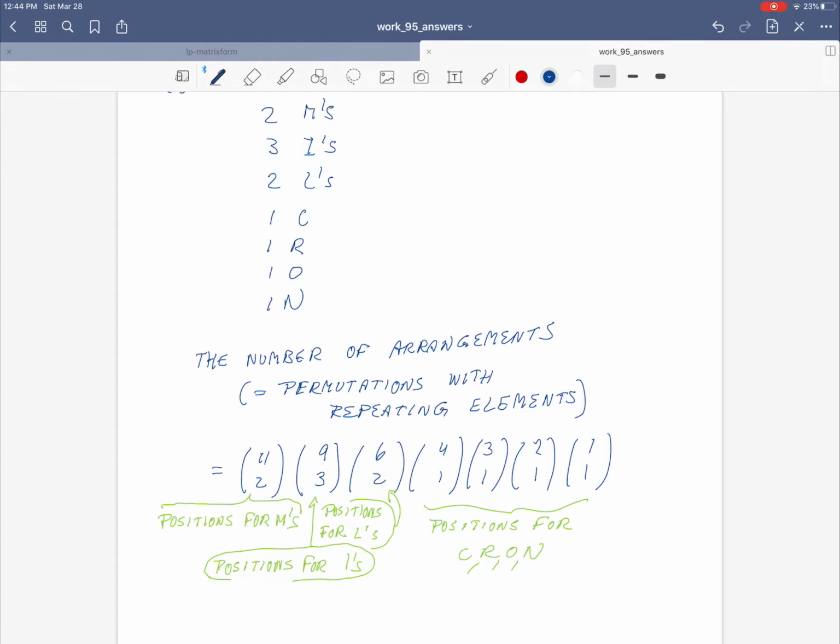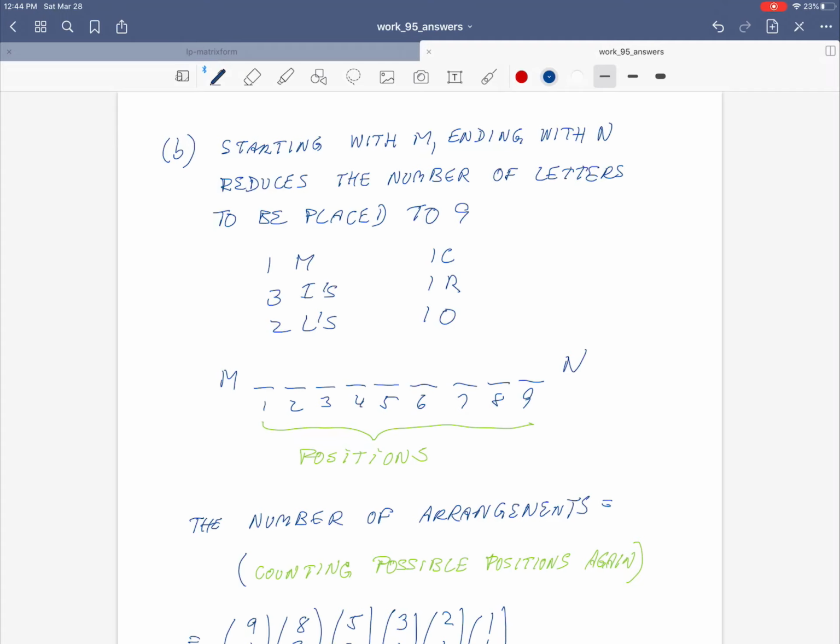So this is a typical problem where you need to count permutations, so orderings of symbols, but there are some repetitions, like we had repetitions of the letters. So for part B, the arrangement has to start with M and end with N. That reduces the number of letters which are placed to only 1 M, 3 I's, 2 L's, 1 C, 1 R, 1 O, and 9 positions only.